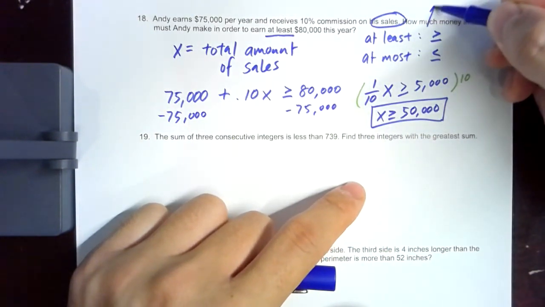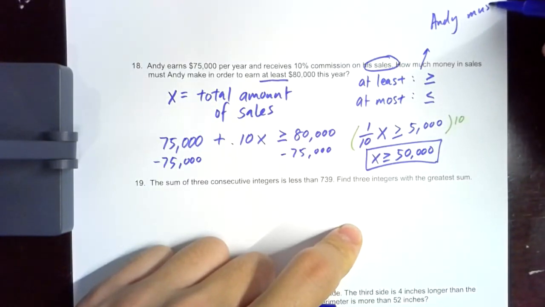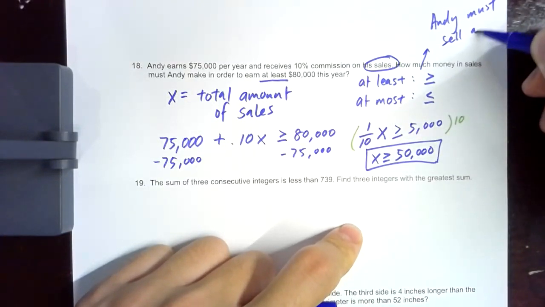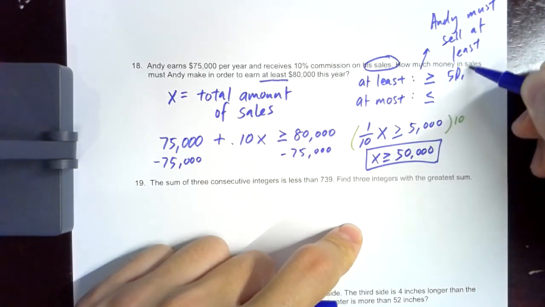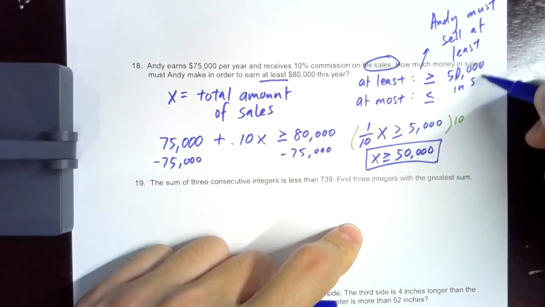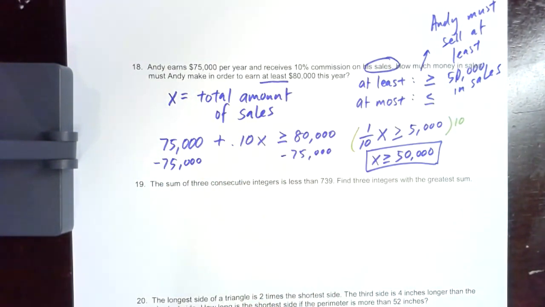So you would say, I'm going to write this on the top. Andy must sell at least $50,000 worth in sales, right? You want to earn $5,000? You need to sell $50,000 in merchandise. It can be easy. I don't know how hard that is for his job.